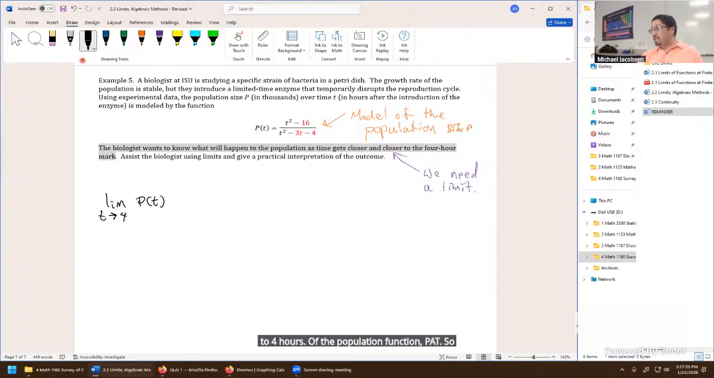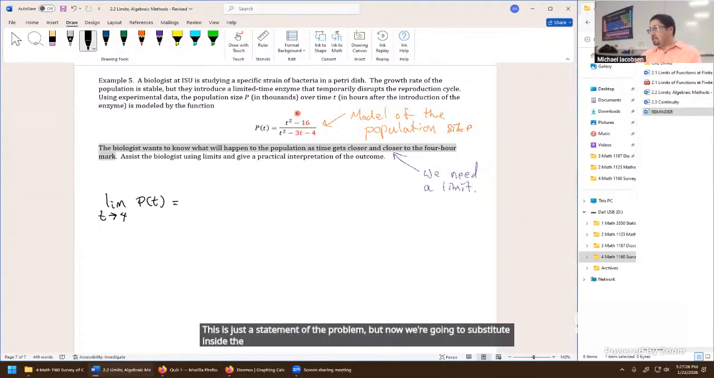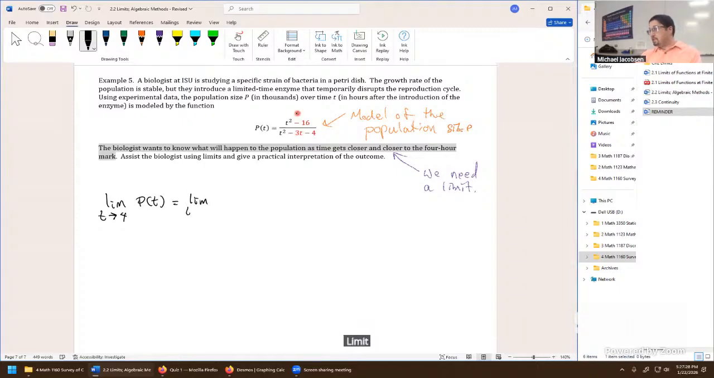So this is what it will look like. This is just a statement of the problem, but now we're going to substitute inside the function. Limit as time gets closer and closer to 4 of t squared minus 16 over t squared minus 3t minus 4. So we want the value of this limit now.